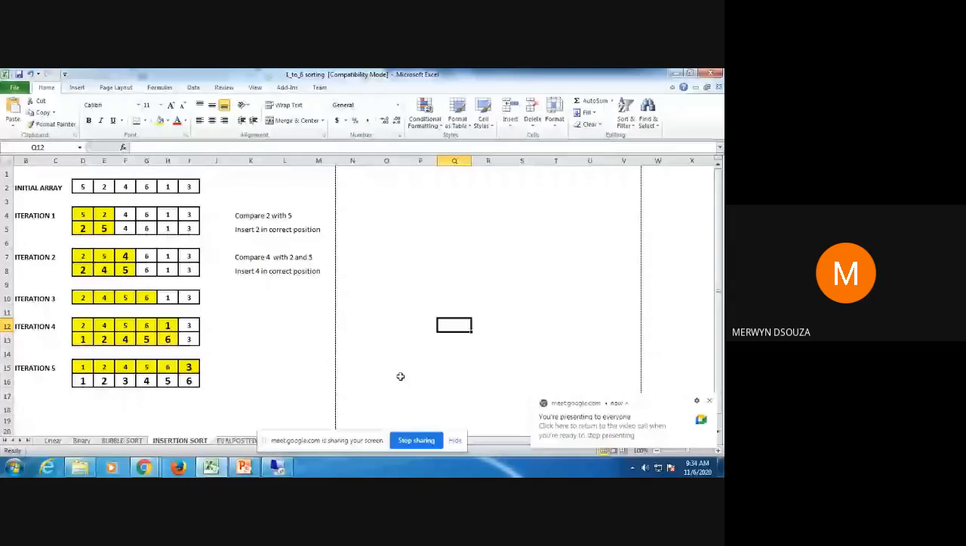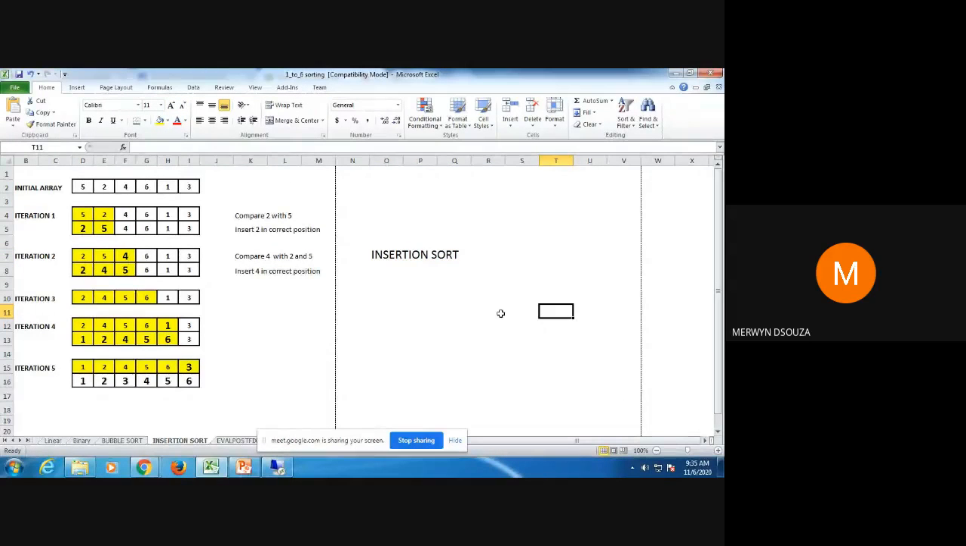So we're going to learn a method today known as insertion sort. The name of this method is insertion sort. If you are given an array like this initially, you will be asked to sort it either in ascending order or descending order.